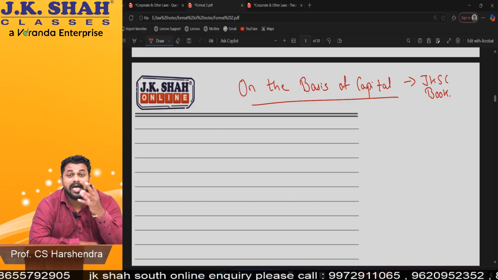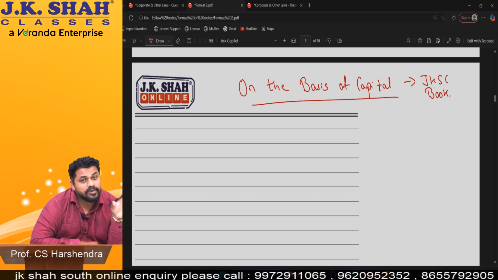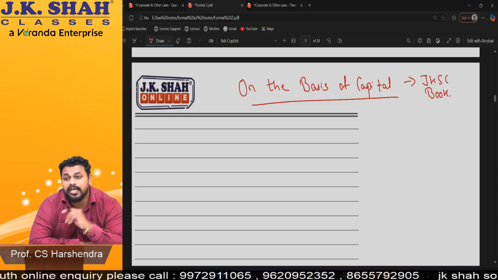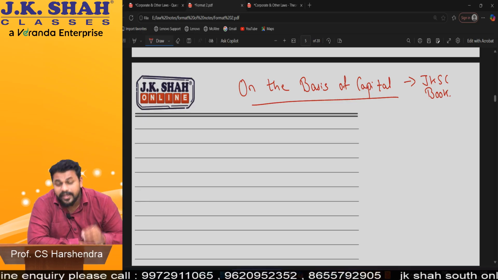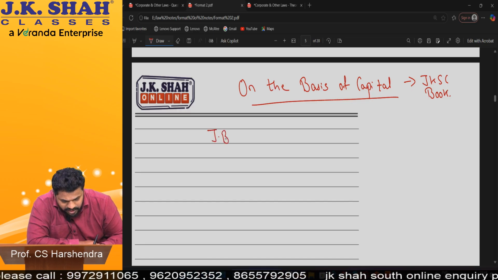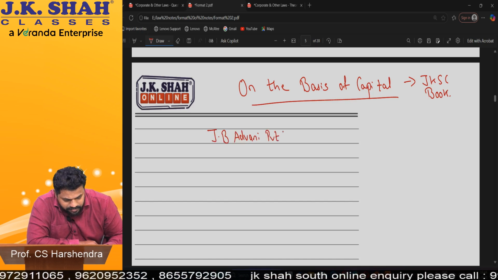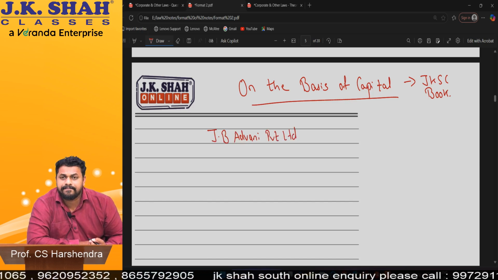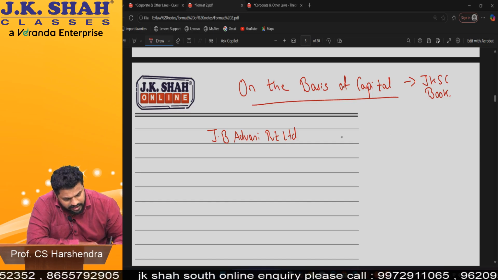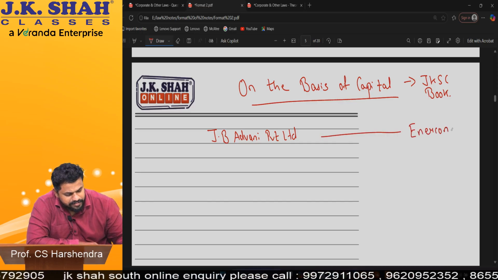See, this happens because the second point, private companies' securities, will be listed on the stock exchange. It will happen because of mergers and takeovers. Now see, I'll give you an example. This is an actual example. There is a company, JB Advani Private Limited. A Delhi based company, a private company, a big company. And there is one more company, Enercon Limited.